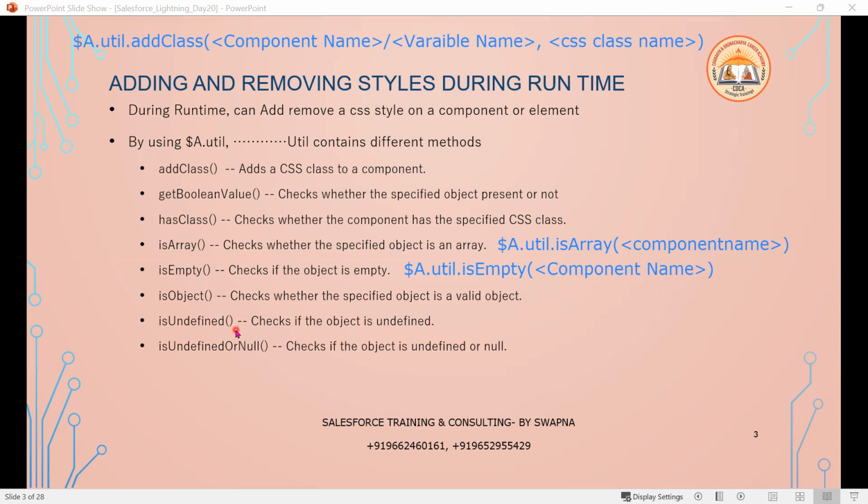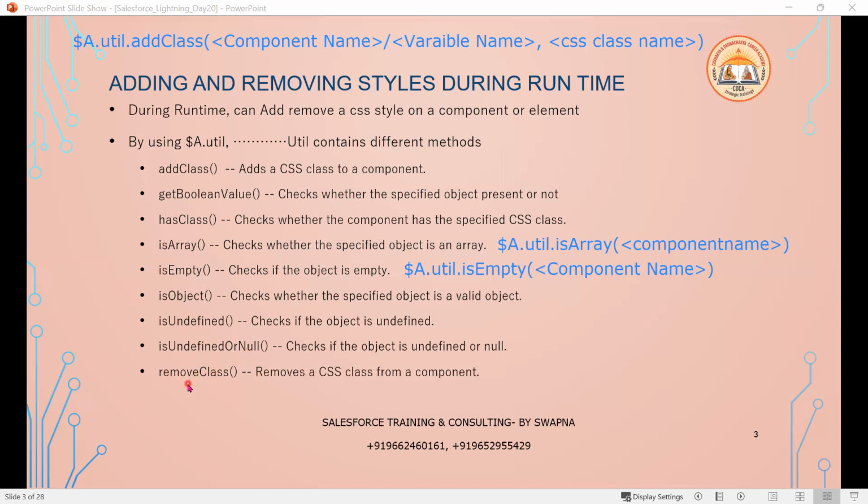And the next one is isUndefinedOrNull. isUndefined and isUndefinedOrNull are different. isUndefinedOrNull is going to check whether either the component is not defined, or the component is there but it's completely null. isUndefined is not going to check the null condition. isUndefinedOrNull is going to check the null condition also.